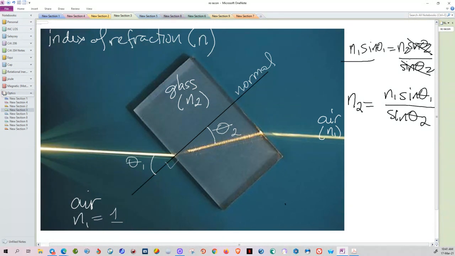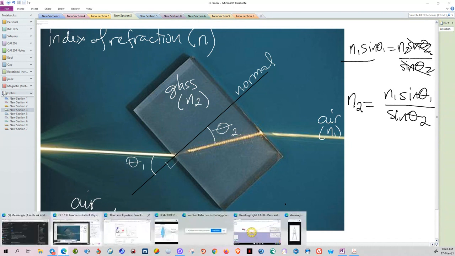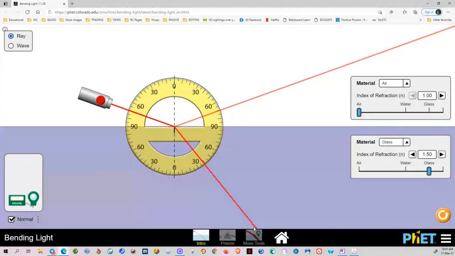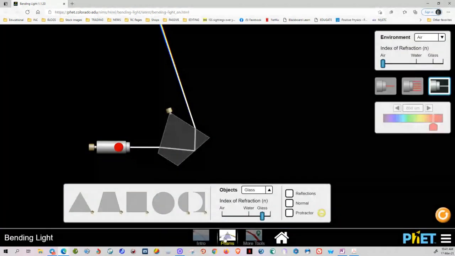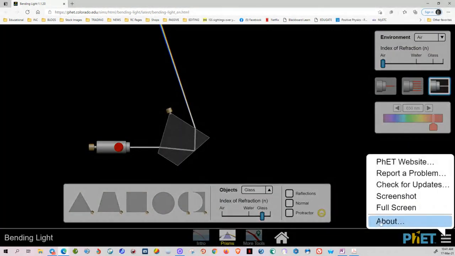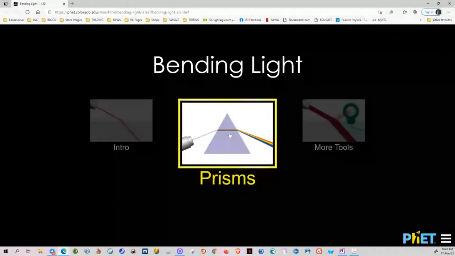So how do you get the angle of θ1 and θ2? Go back to the simulation. Remember the simulation that I gave you in the link? Okay. Instead of Intro, go to Prism down here. Or if you want to see it again, let's go to Home.